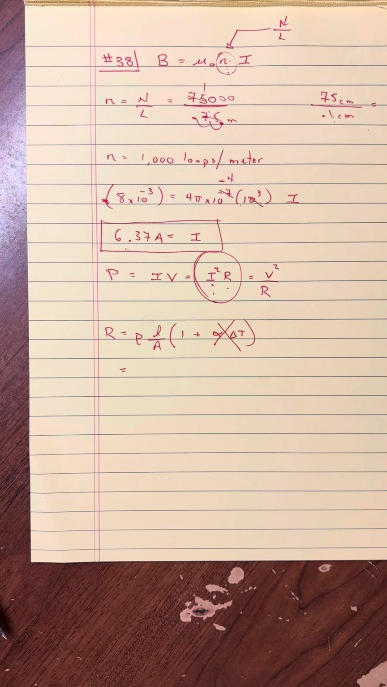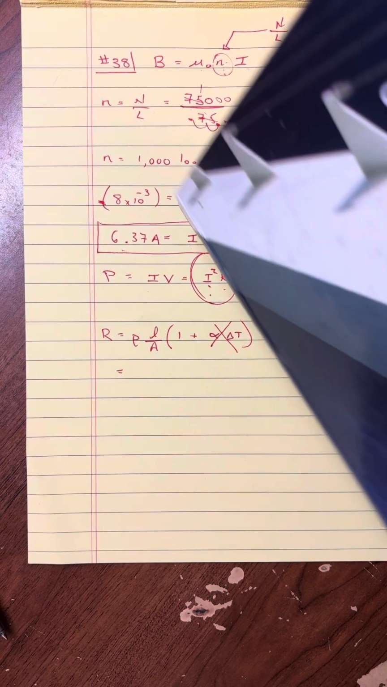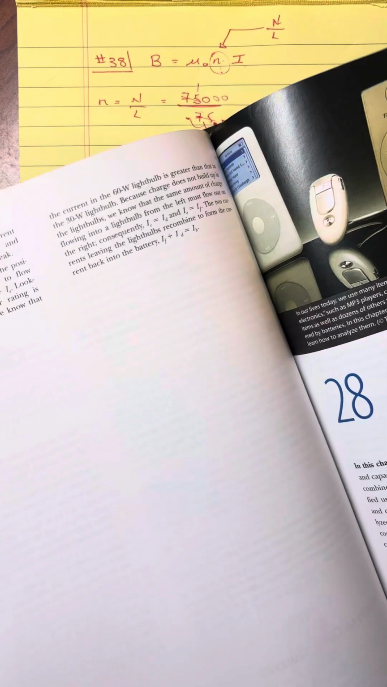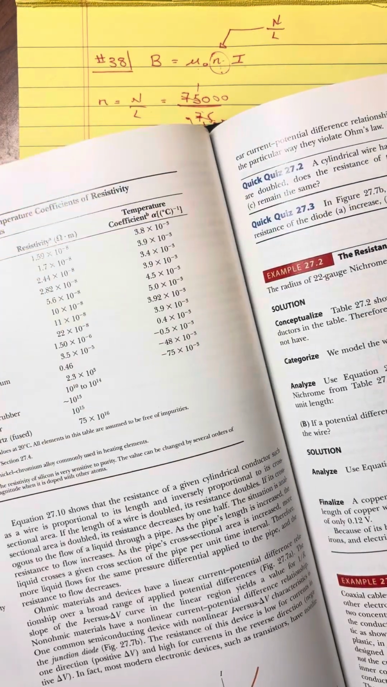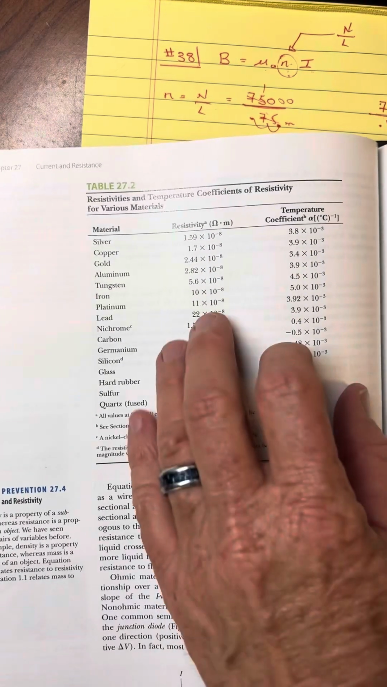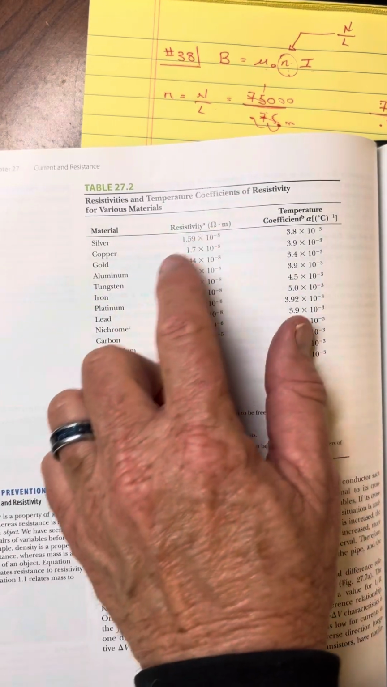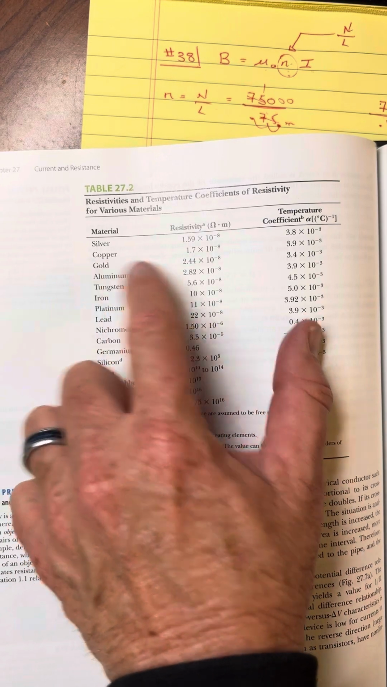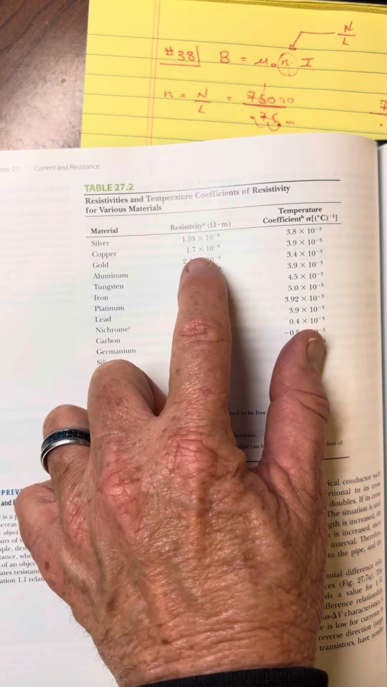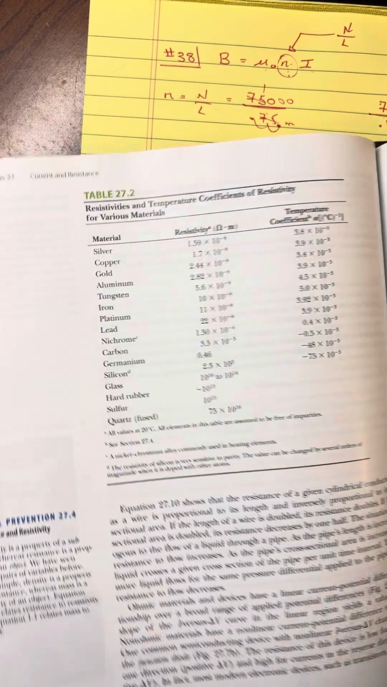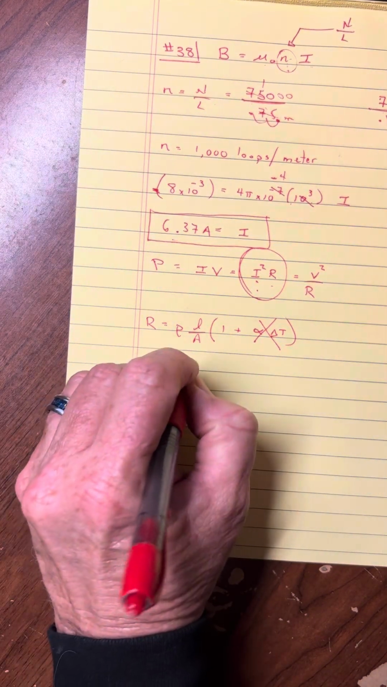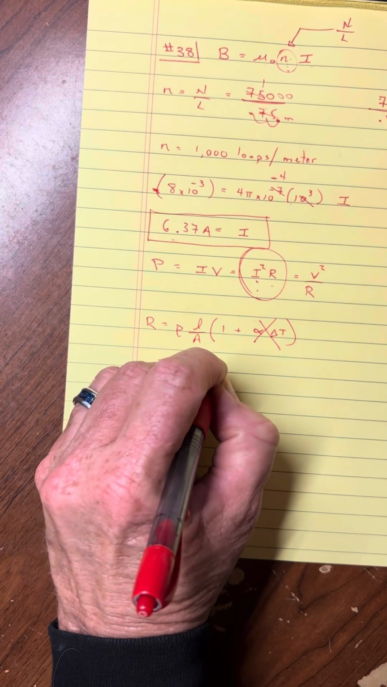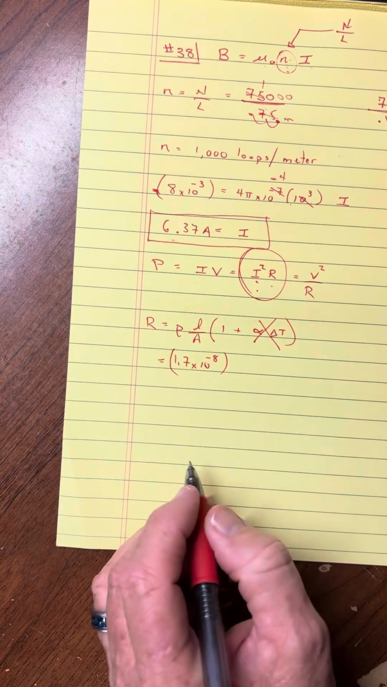Reach over and grab my textbook here. But the start of chapter 27, here it is. It's table 2. We had the resistivity. And so for copper, it's 1.7 times 10 to the minus 8.